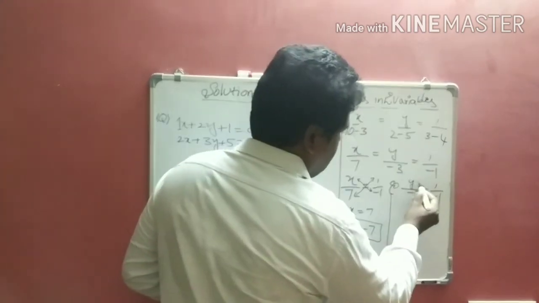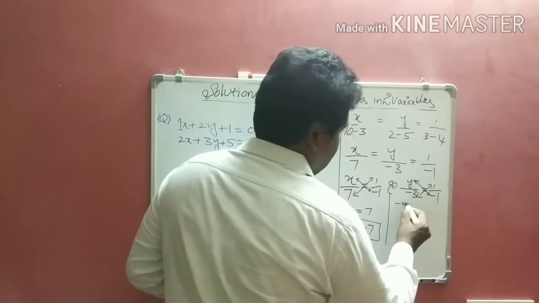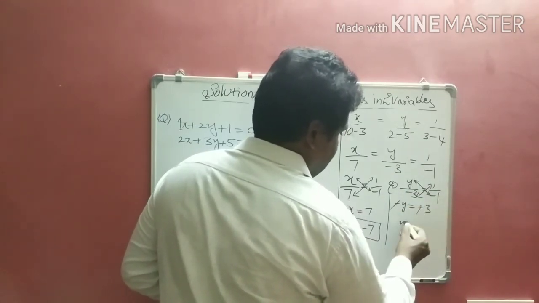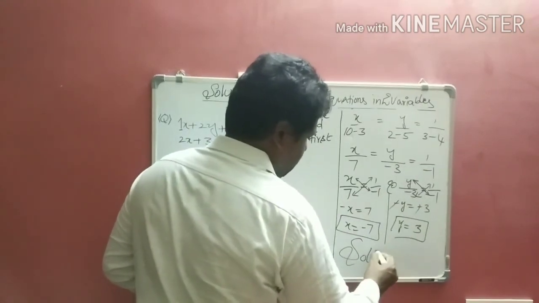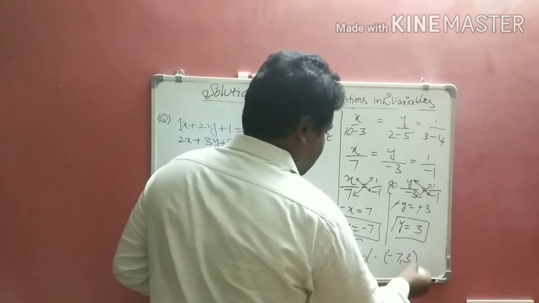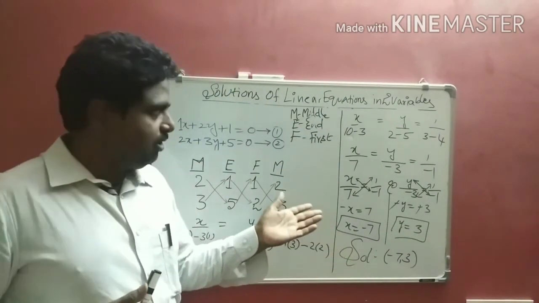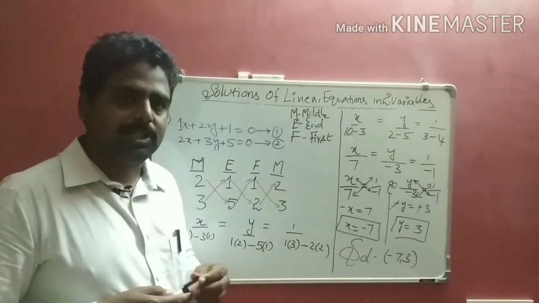For the other variable, y by minus 3 is equal to the same constant. Here cross multiplication takes place. y into minus 1, minus y is equal to minus 3 into 1, minus 3. The minus on both sides gets cancelled. y is equal to 3. So the solution is minus 7 comma 3. Observe that minus 7 comma 3 is the same solution as in the previous two cases. So whatever method you apply, you get the same solution.